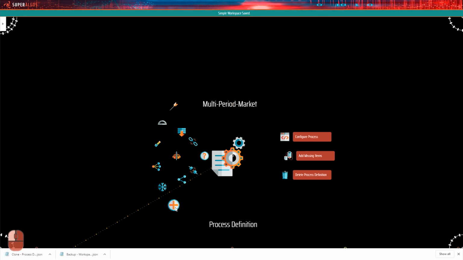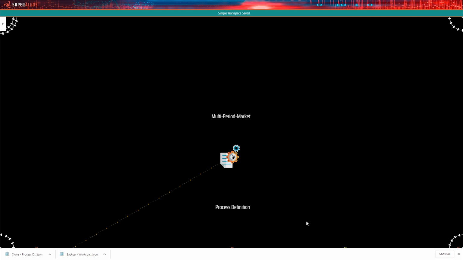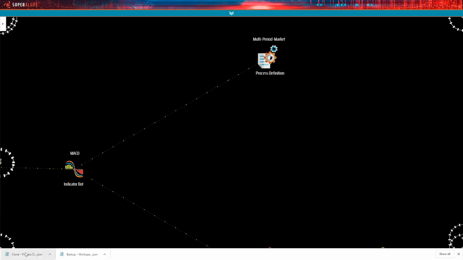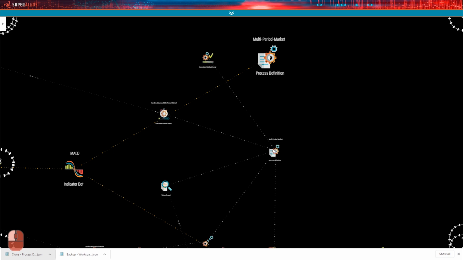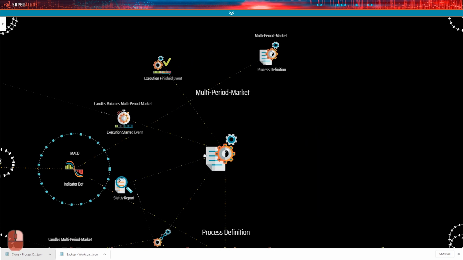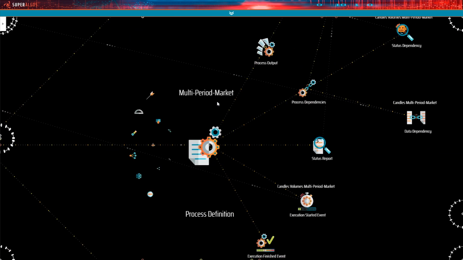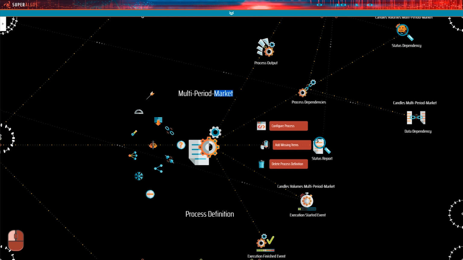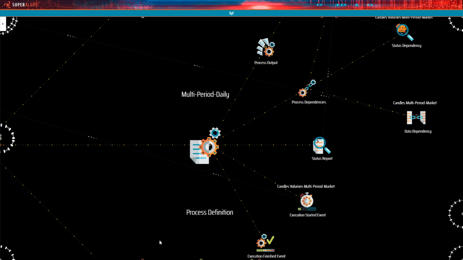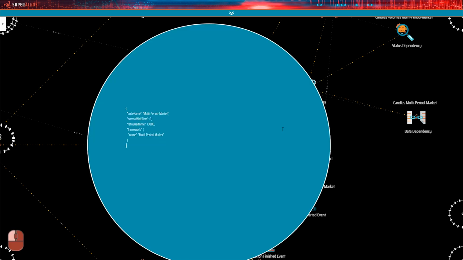process. While I change the name and adjust the configuration of the process definition node, I may as well remind you that the multi-period market process deals with timeframes of 1 hour and above, and builds one single file per timeframe for the whole market history, hence the name multi-period market. On the other hand, the multi-period daily process deals with timeframes below 1 hour and builds one file per day for each timeframe, hence the name multi-period daily. You may learn all the details about the resulting data structures in the documentation.